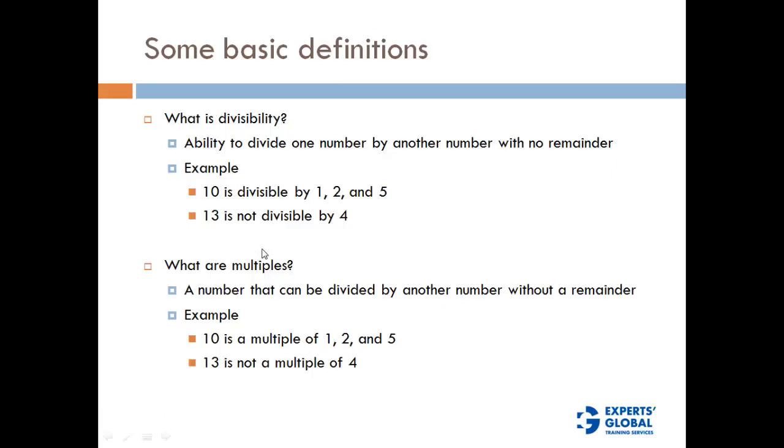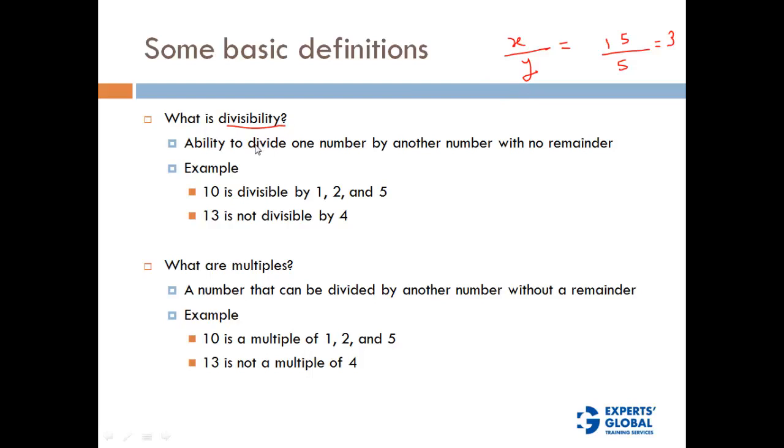Let's look at some basic definitions. Divisibility. So when we say x is divisible by y, what do we exactly mean? That means when I divide x by y, I get some whole number. I don't get any remainder, right? Let's say for example 15 is divisible by 5 because 15 by 5 is 3, remainder is 0. So that means 15 is divisible by 5.